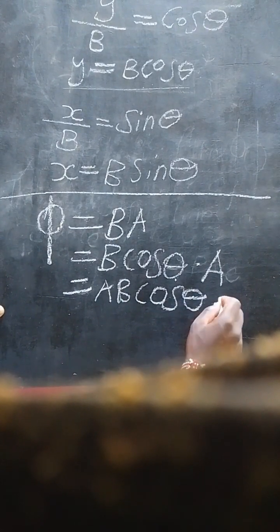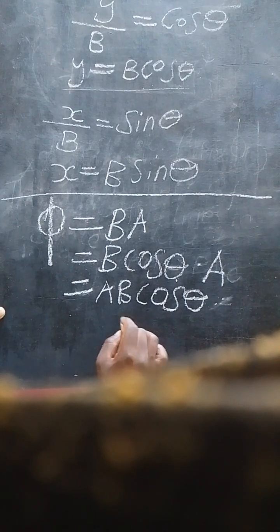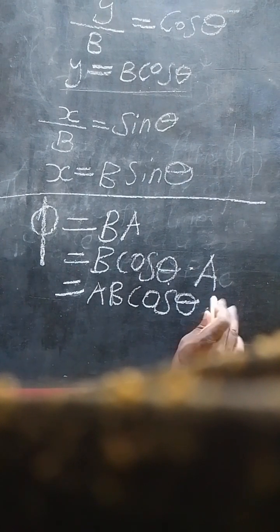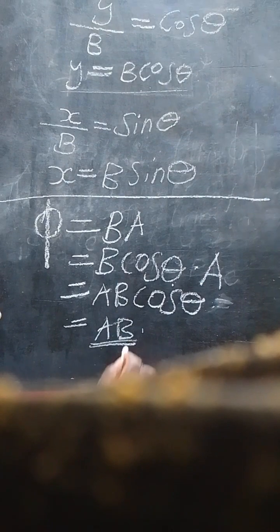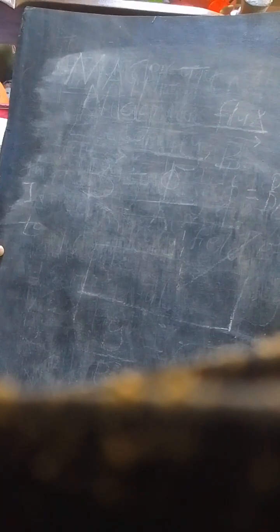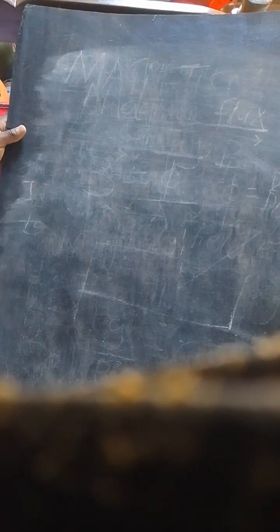So if this angle is equal to 0, remember cos 0 is 1, so we will have our flux equal to AB. That will be the magnetic flux. So the magnetic field density B that we said will be represented as B has the unit of Tesla.